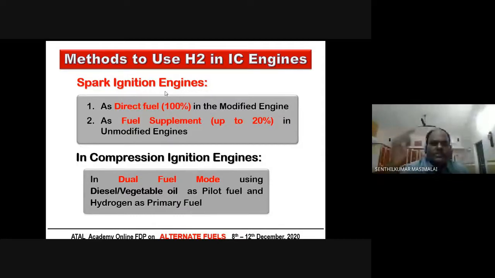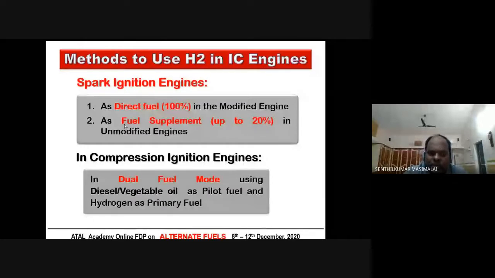If you want to use hydrogen effectively in the engine, then you have to do some modifications. I already told you, by increasing the compression ratio, by advancing or retarding, particularly retarding, the spark timing. By doing modifications, you can effectively use hydrogen. On the other hand, in the unmodified engine, you can use hydrogen only up to 20% as a supplementary fuel.